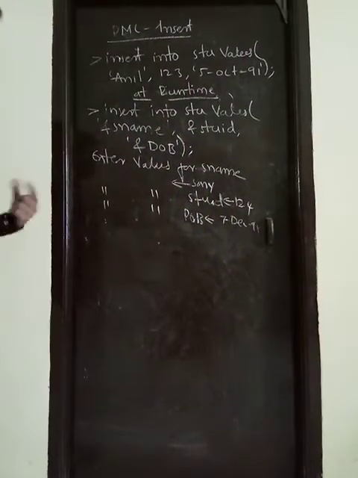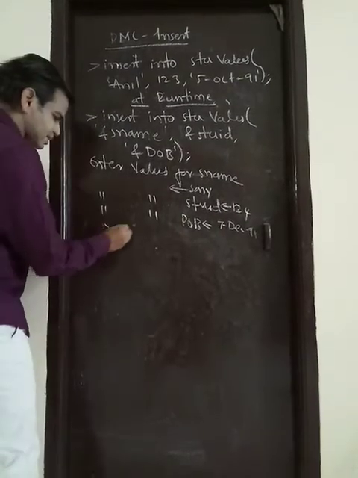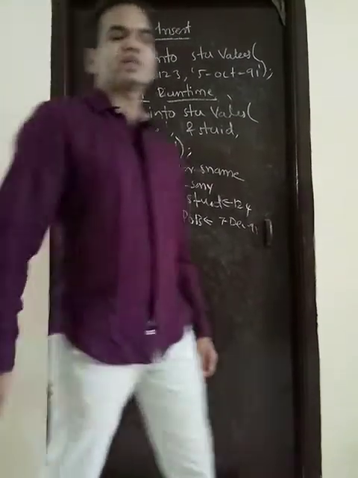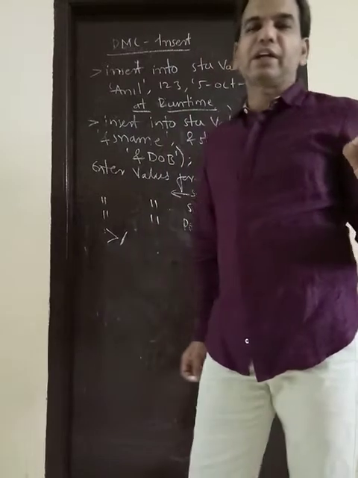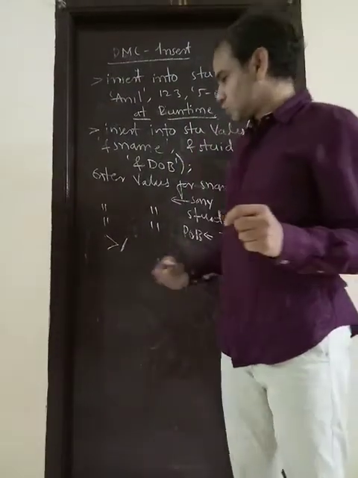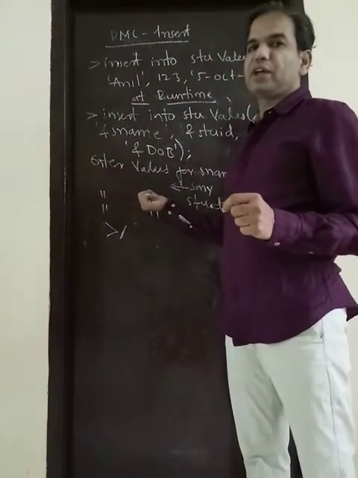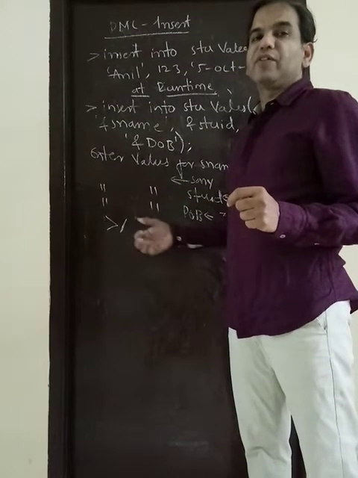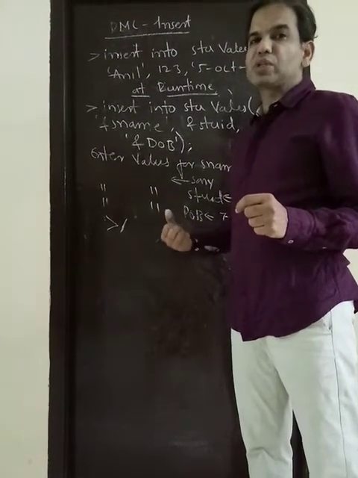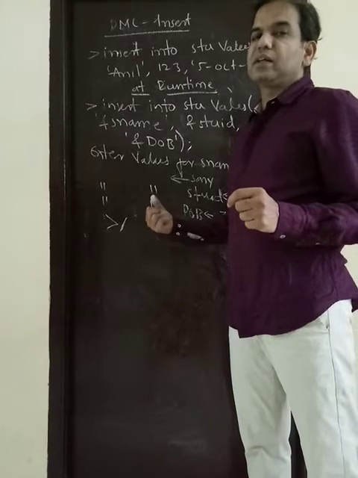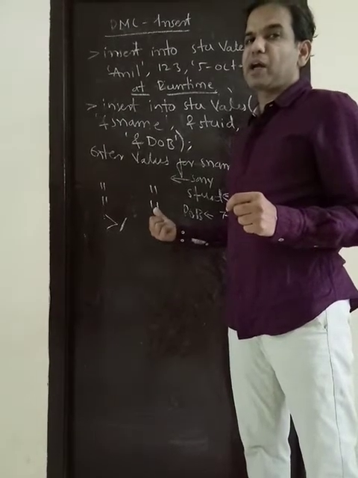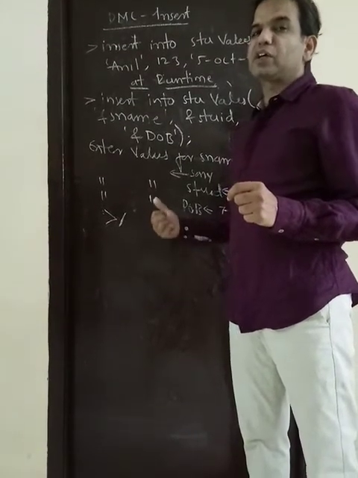If you want to insert another row, we should press slash. In SQL, slash means buffer; it contains the previous command. When you specify slash, again it will ask you to enter values. Using this we can insert multiple rows into the table. This command is performed in the SQL command prompt, not the Windows prompt.